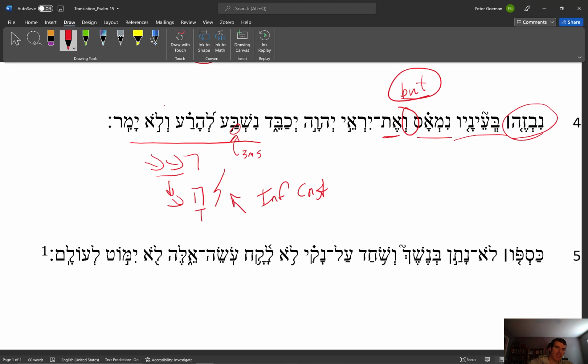And then the last phrase here, velo yamir, and he does not change is how we translate that. So he swears to his own hurt, or he swears to hurt and not change.